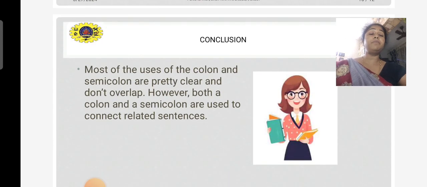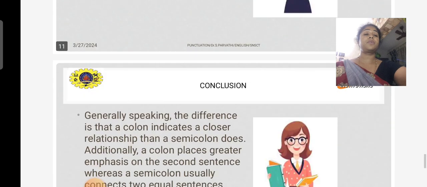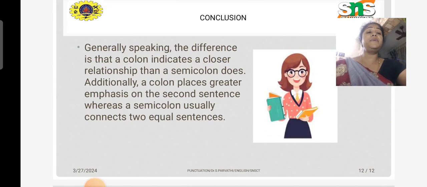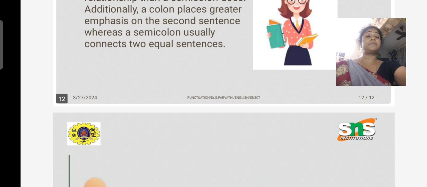Come to the conclusion part. Most of the uses of the colon and semicolon are pretty clear and don't overlap. However, both the colon and semicolon are used to connect related sentences. Generally speaking, the difference is that a colon indicates a closer relationship than a semicolon does. Additionally, a colon places greater emphasis on the second sentence, whereas a semicolon usually connects two equal sentences.